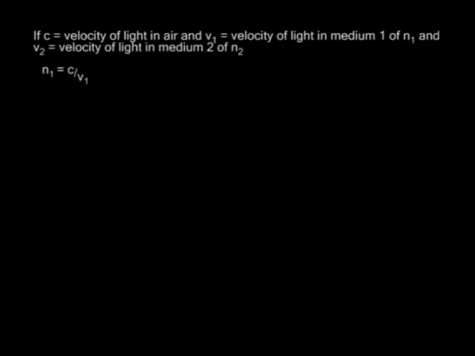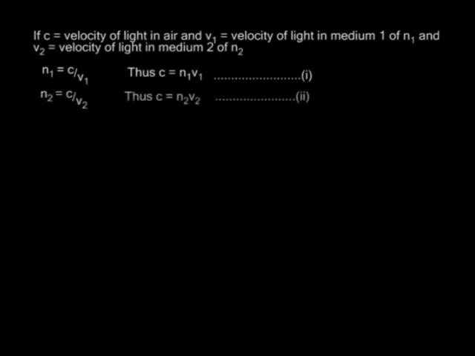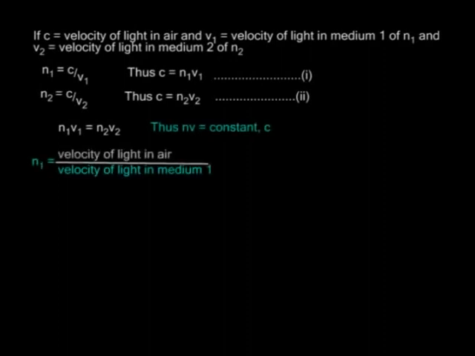n1 is equal to c over v1. Therefore, c is equal to n1 v1. Also, n2 is equal to c over v2. So c is equal to n2 v2. Comparing equations 1 and 2, n1 v1 is equal to n2 v2. Therefore, nv is equal to a constant and is equal to velocity of light in air, c.